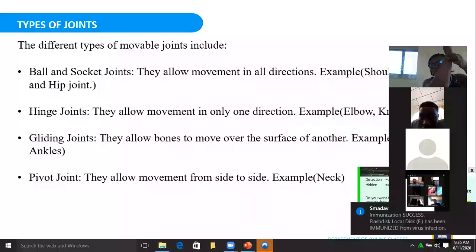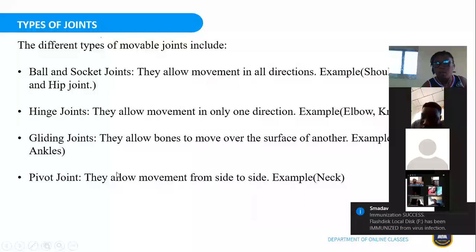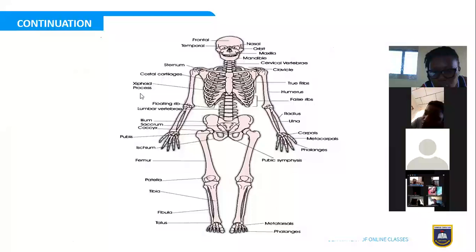Your wrist and your ankle is where you can find sliding and gliding joints. So this is your wrist here. I told you that the bones of the wrist are called what? Carpals. And the bones of the ankle are called what? Tarsals.